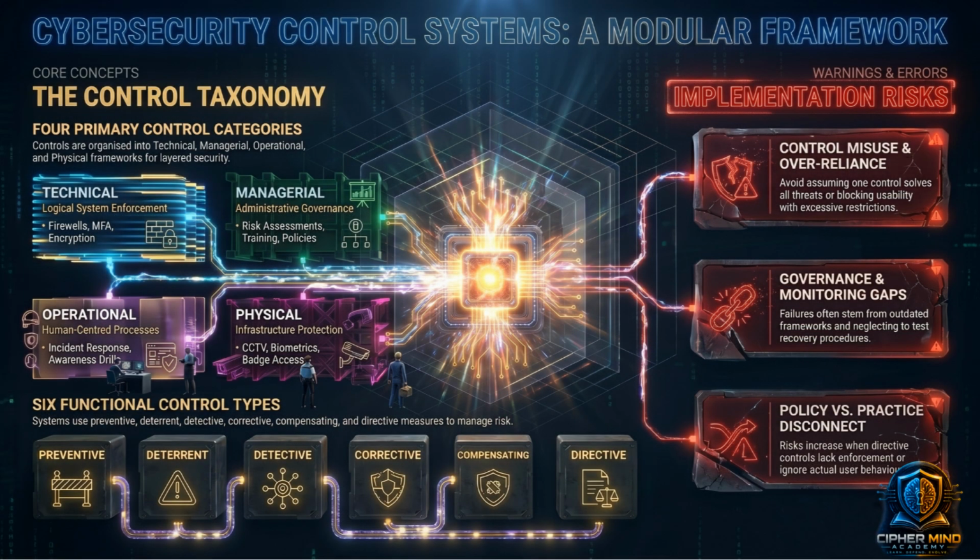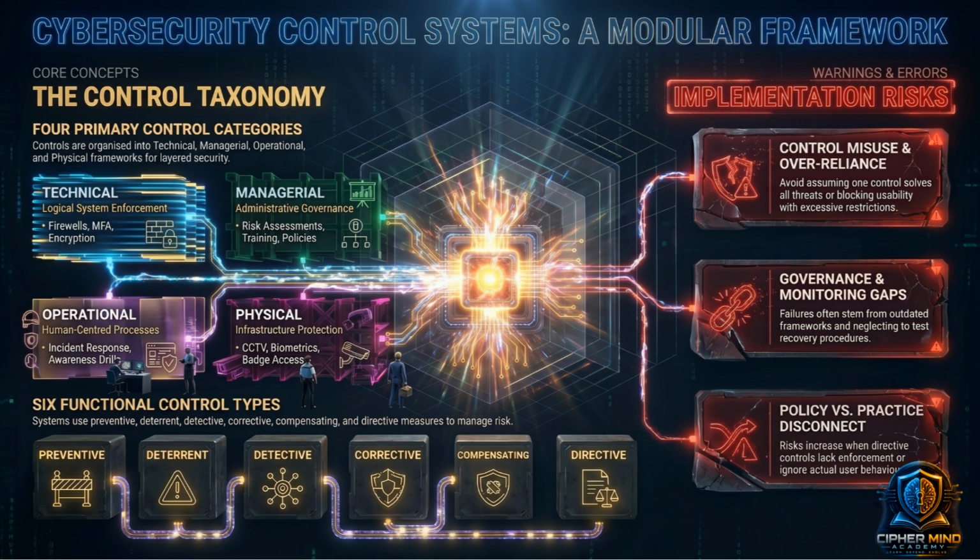Let's start with the four primary control categories. Technical controls are enforced through technology. Examples include firewalls, encryption, intrusion detection systems, and multi-factor authentication. Managerial controls are implemented through governance, policies, procedures, and risk management activities. They provide the direction and oversight needed to manage security effectively.